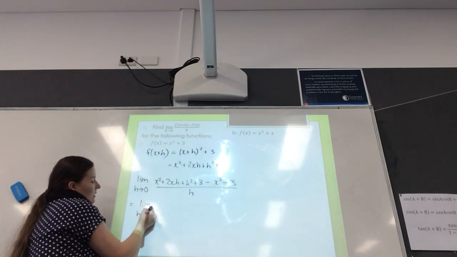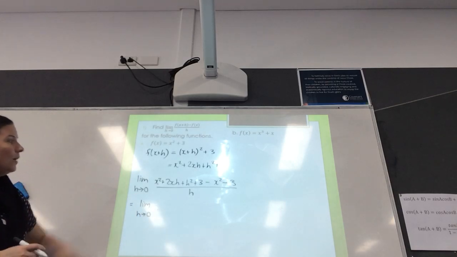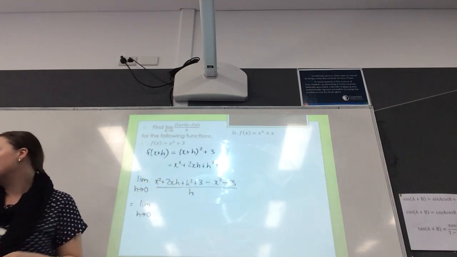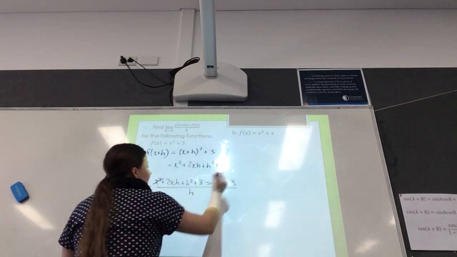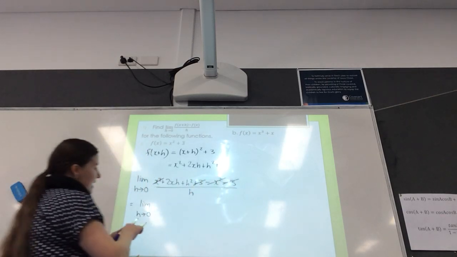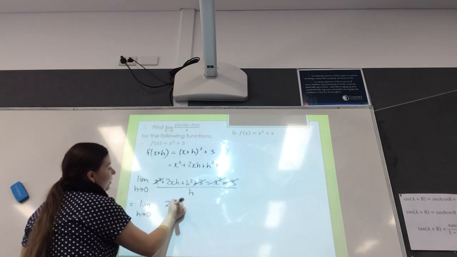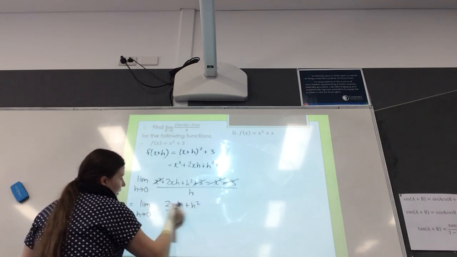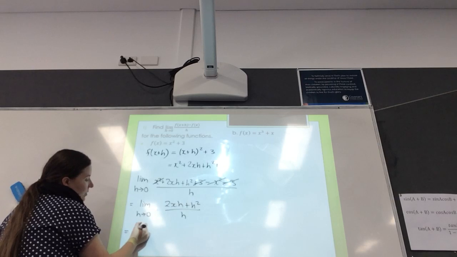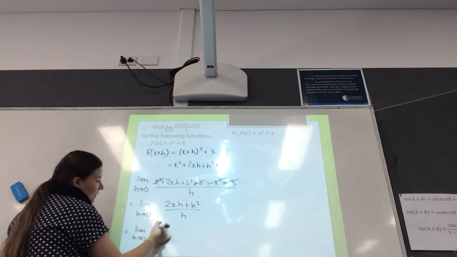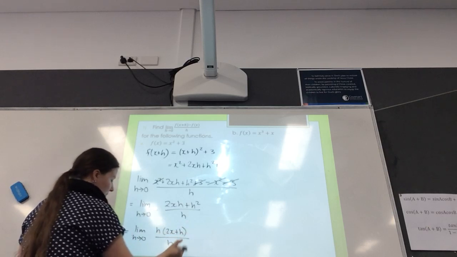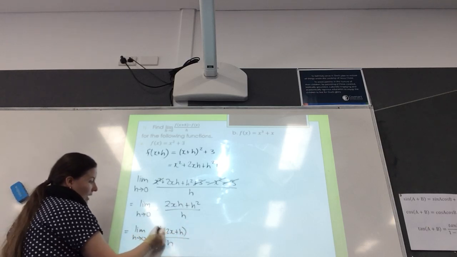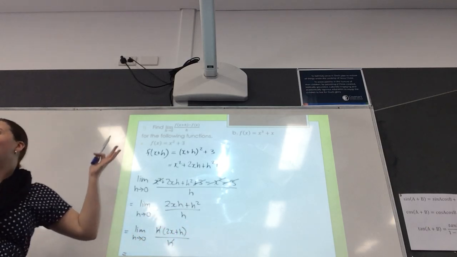Okay, and so now what happens that's quite nice? It's now 2xh plus h squared. Okay, so we've got x squared minus x squared and 3 minus 3. And so we have 2xh plus h squared over h. And what do we do now? Factorize. We factorize. You are a genius. So the limit is 2x. No, the gradient is 2x.